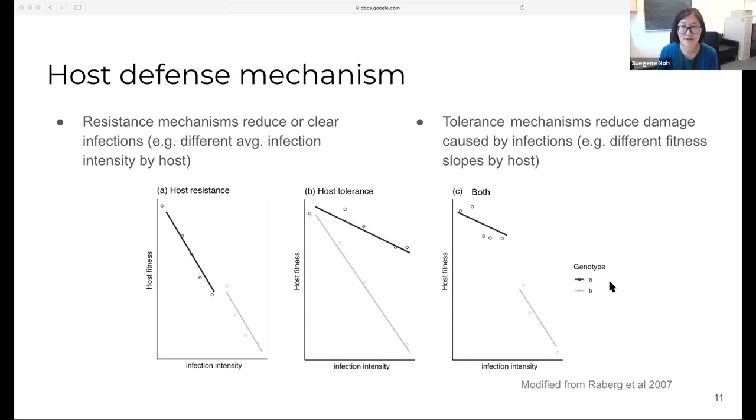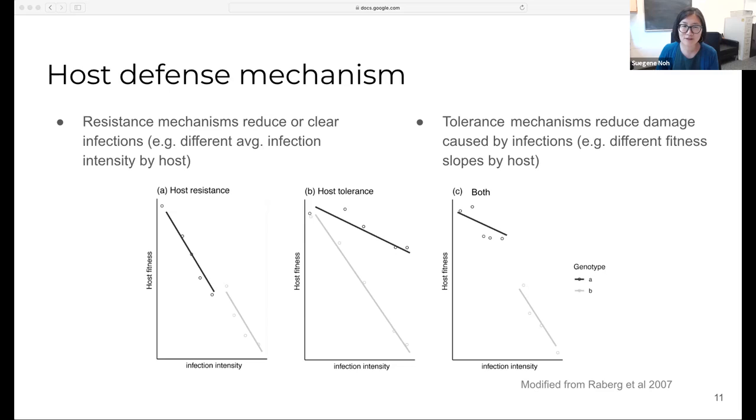In the figures that I'm going to show you next, what you might look out for is: is there any difference in infection intensity? Is there a difference in slopes? Or is there potentially both going on? Being able to classify these different mechanisms will help us better interpret any genomic differences that we detect later on, as to what is going on when we have these different interactions amongst hosts and symbionts.